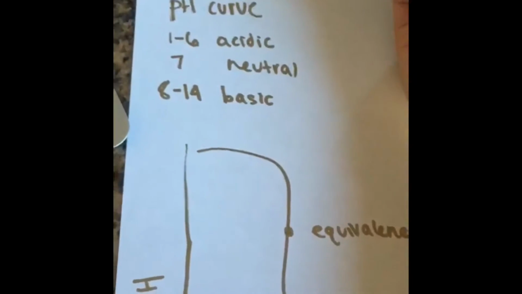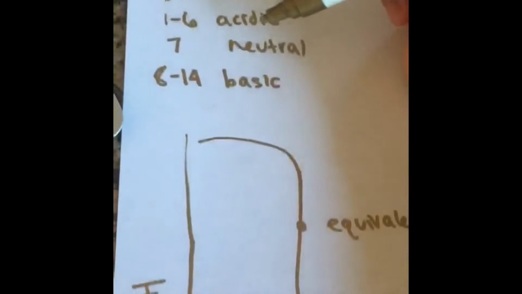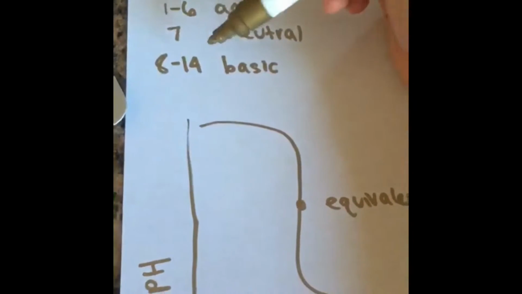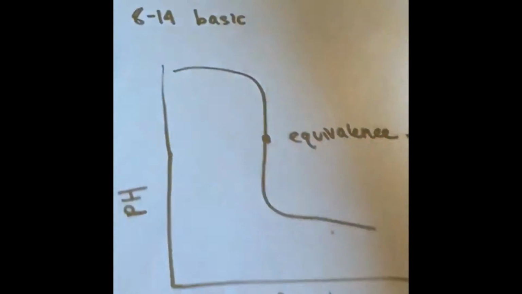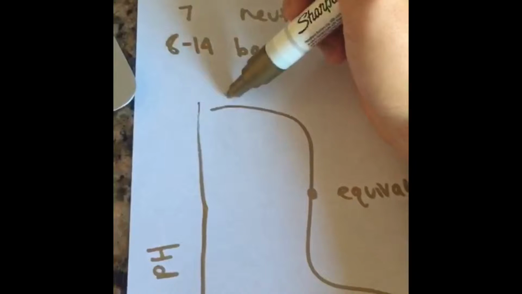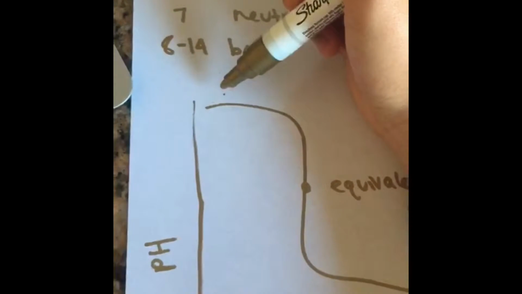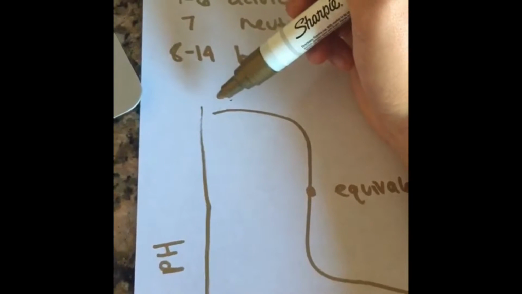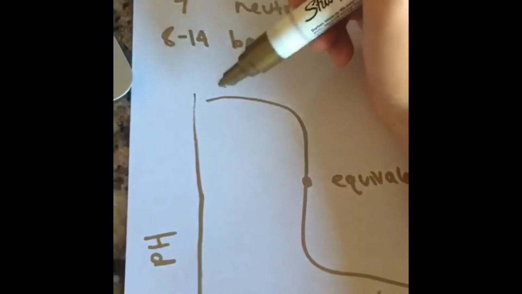Basically, the pH scale is just a measurement of how acidic or basic something is. So 1 through 6 is acidic, 7 is neutral, and 8 through 14 is basic. Now, here's a pH curve of what was happening in the beaker in our demo. So we started out with just NaOH and indicator phenolphthalein in our beaker. So the pH was quite high because NaOH is a strong base.